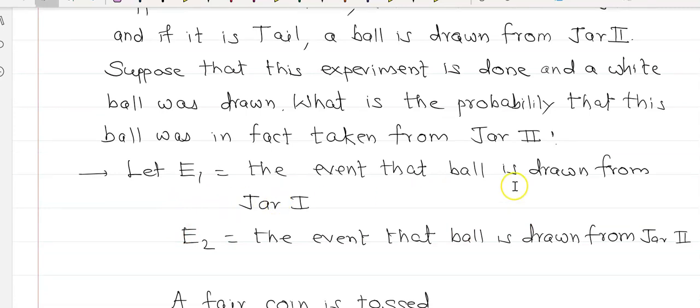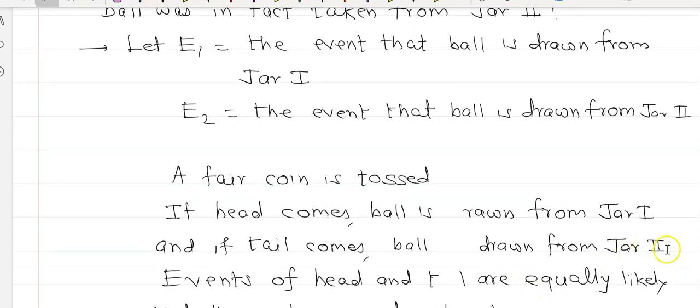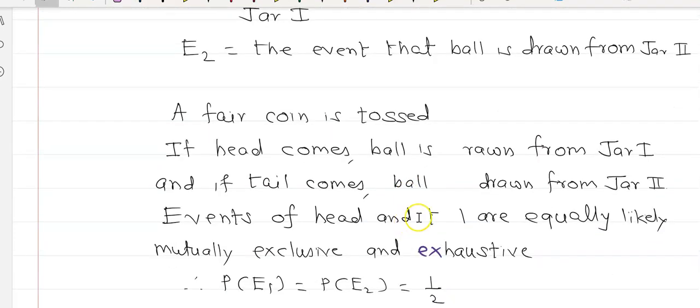Therefore, let E1 be the event that the ball is drawn from the first jar, and E2 the event that the ball is drawn from the second jar. A fair coin is tossed now. If it is head, the ball is drawn from the first one. If it is tail, it is drawn from the second one. The selection of the jar or the tossing of the coin is equally likely. That is, the probability of E1 is equal to the probability of E2, which is equal to 1 upon 2.